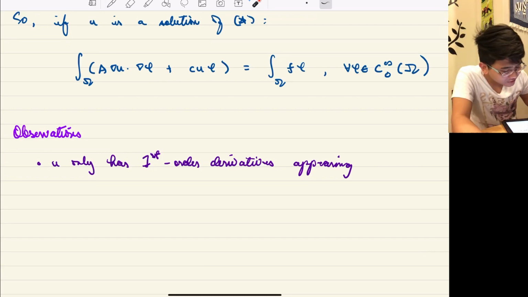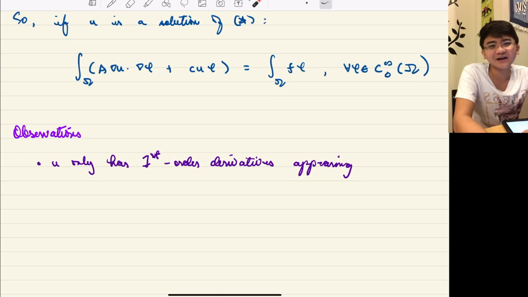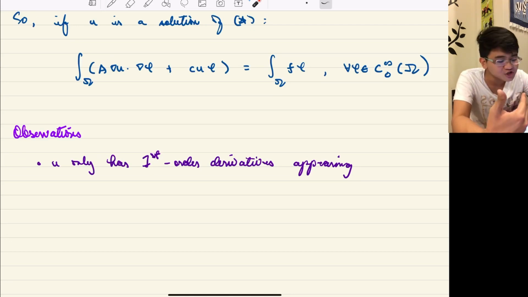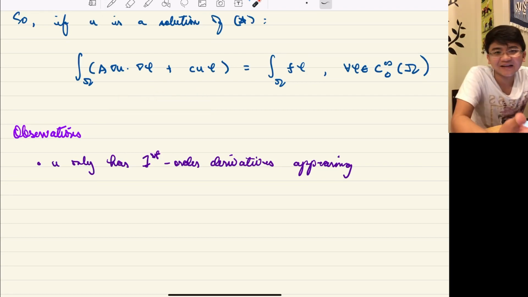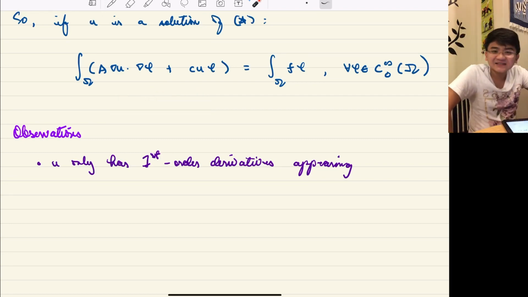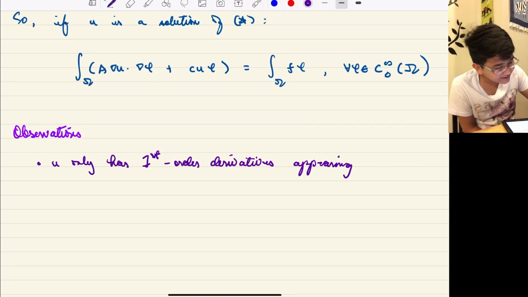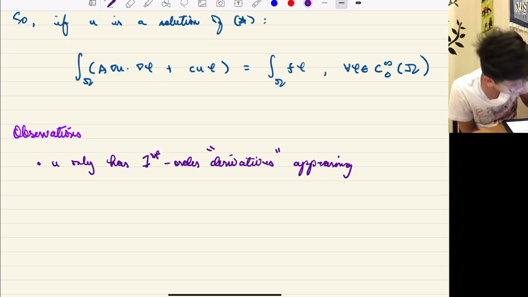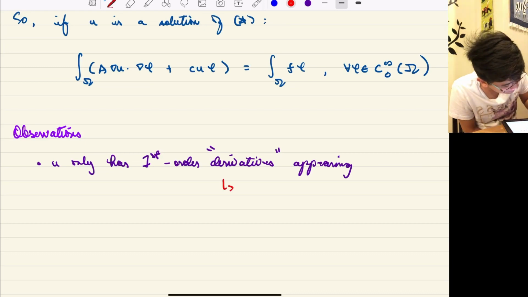Now looking at the equation here, u only has first order derivatives. So it's just this one, grad u. So coming from before, where you have divergence of a grad u, here you just have grad u. So u only has first derivatives appearing. And in fact, these derivatives, let's put quotation marks there, they're not derivatives necessarily in the classical sense. So not necessarily in the classical sense.